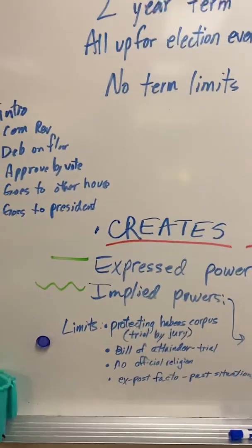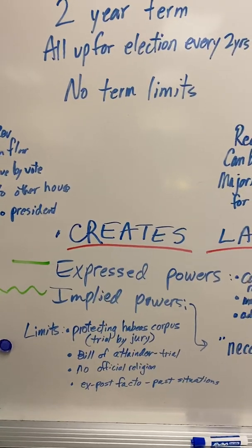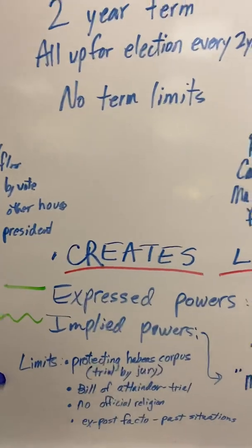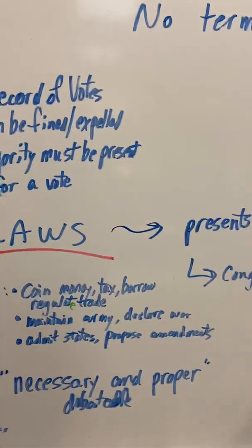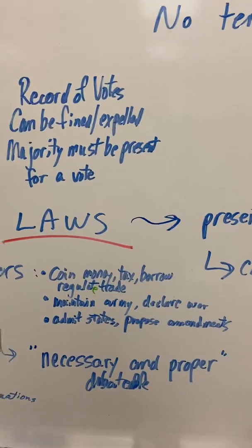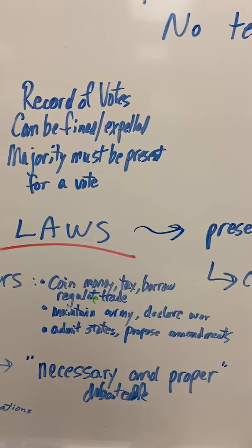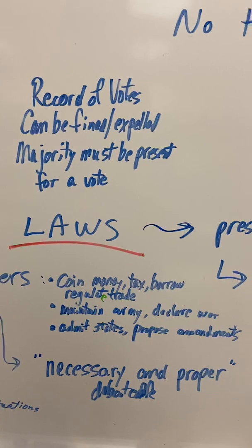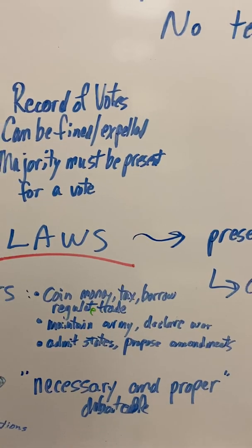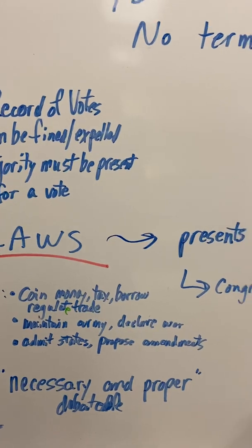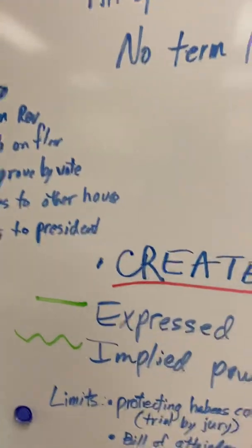Okay? In Article 1, they talk about expressed powers and we talk about implied powers. Expressed powers means that they are specifically stated. The government can coin money, they can tax, they can borrow, they can regulate trade, they can maintain an army, they can declare war, they can admit states to the Union, new states, and they can propose amendments to the Constitution.